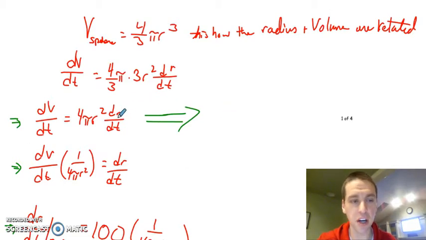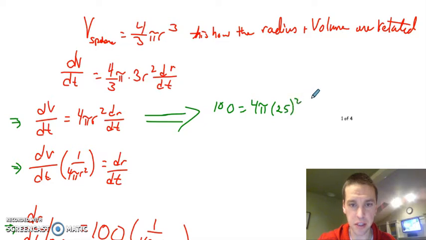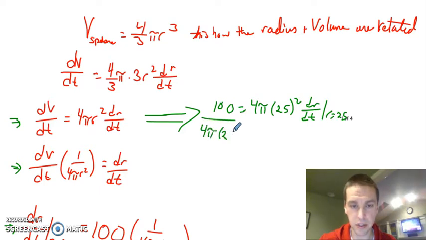We could have solved immediately here and gone right into the substitution. 100 equals 4 pi 25 squared dr dt when r equals 25. So we could have gone right here, noticed that we could have divided by that 4 pi 25 squared. Now, how do you get the answer here? Well, one thing you can see here is that this could go to 25 and that's gone, and then you have two 25s here, that 25 is gone, and that's where we get our 1 over 25 pi equals dr dt when r equals 25.